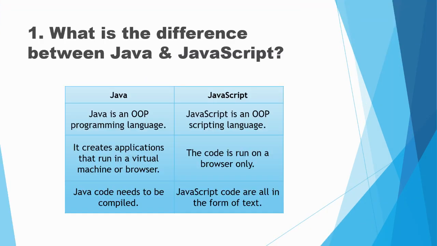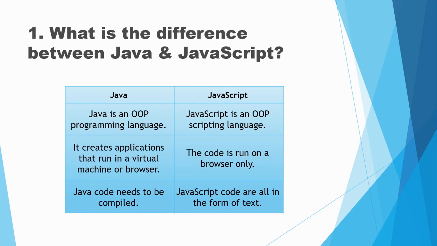So, the first question is, what is the difference between Java and JavaScript? Basically, Java is an object oriented programming language, and JavaScript is an object oriented scripting language. And Java code has to be compiled, whereas JavaScript code is in the form of text. And Java creates applications that run in both virtual machine and browser, whereas JavaScript code runs in browser only. These are the basic differences between Java and JavaScript.